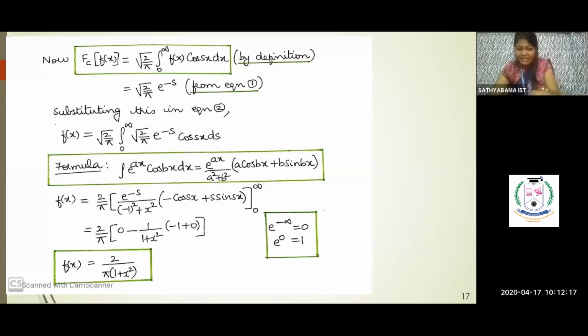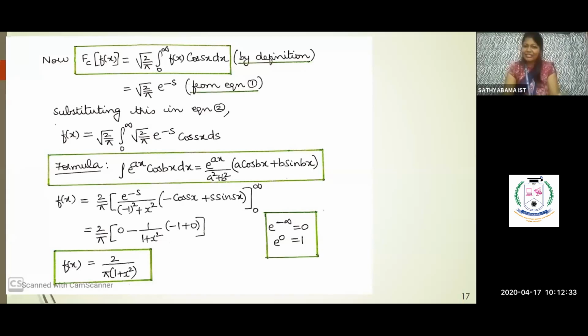1 by 1 plus x square into the remaining terms become minus 1 and 0. When you substitute, cos 0 is 1, sin 0 is 0. So that's how you get 2 by pi into 1 plus x square. And that is my f of x. See, we've solved the integral equation.